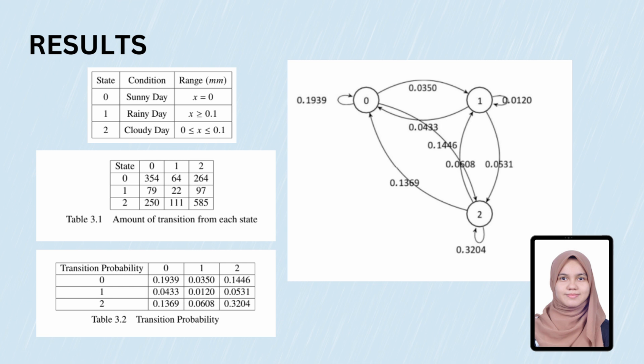The DTMC diagram only has one communicating class, denoted by C1, and it is irreducible because it has one communicating class. Since state 0 points to itself, the system is aperiodic with the GCD equal to 1, and since all states are communicating, it is recurrent.